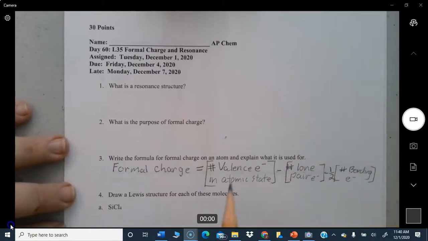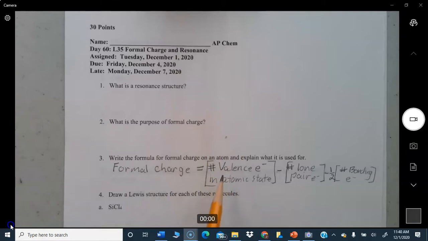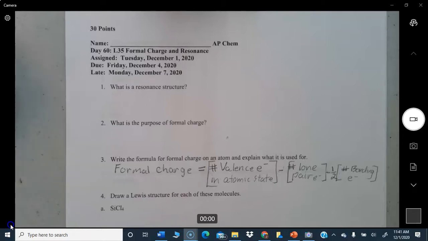Okay, so the formal charge is the number of valence electrons an atom has in its natural atomic state before it's bonded to anything, minus the number of lone pairs that it has in the chemical bond, then minus half the number of bonding electrons it has in the chemical bond. So this one just applies to the natural atom before it's in any chemical bond. These two apply to its electron configuration inside the chemical bond, okay? And we'll discuss it in a little more detail when we actually see an example.